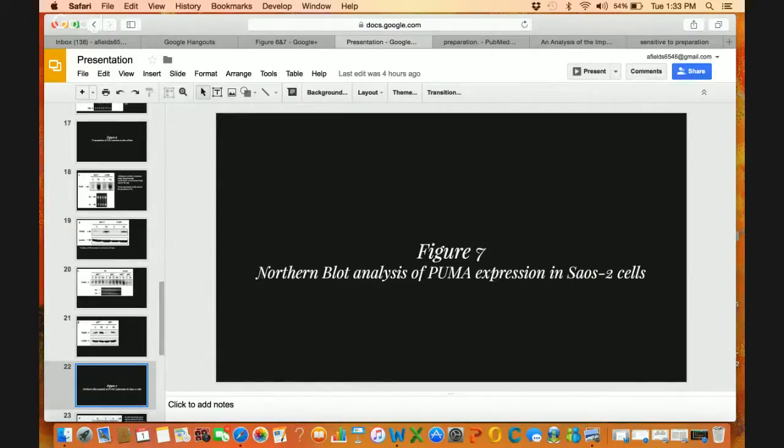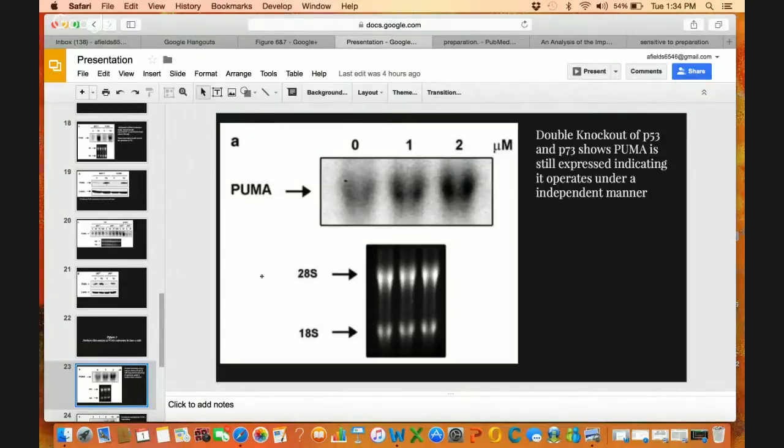Next, they did a northern blot analysis because we already knew that TG had upregulated PUMA in other cells. So, with the northern blot analysis, they did a double knockout. They looked at P73, which is a homolog to P53 and is known for the regulation of the P53 gene, and P73 is also known to upregulate PUMA. They wanted to test to see if PUMA could be upregulated in P53 null cells via P73.